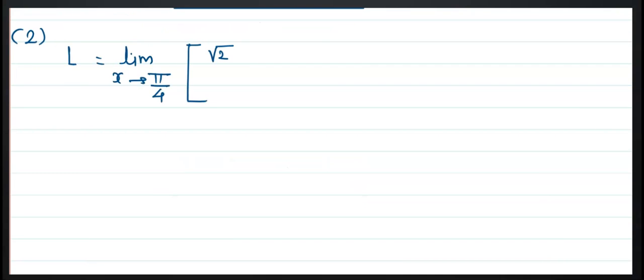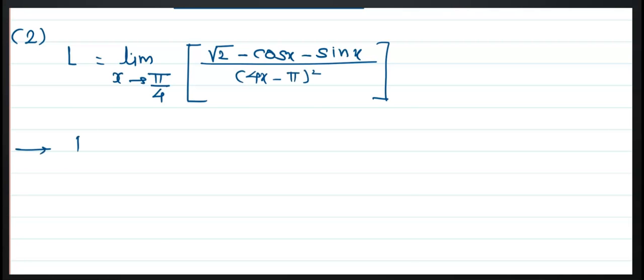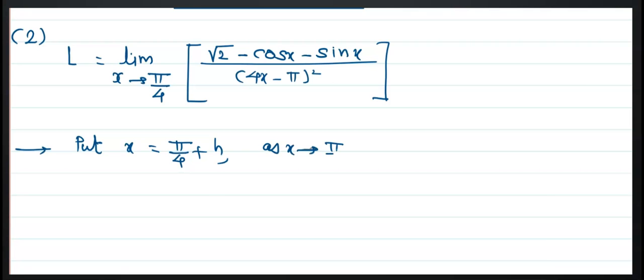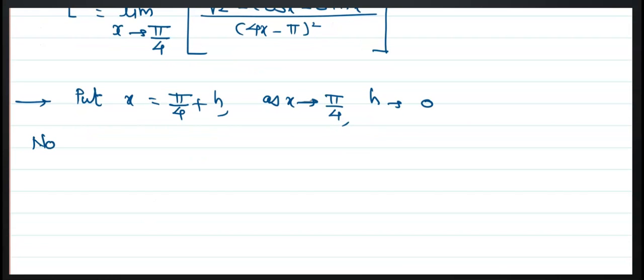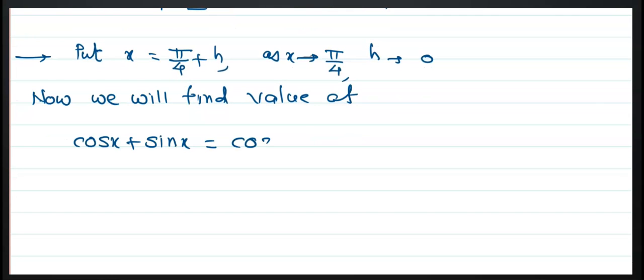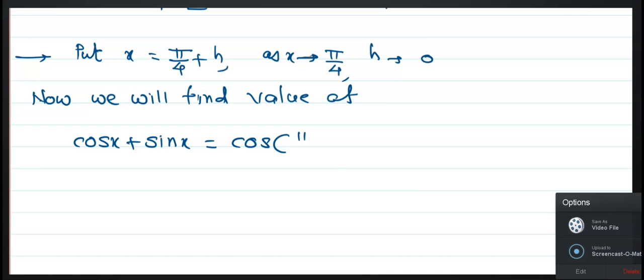Example number 2. L is equal to limit x tends to pi by 4, root 2 minus cos x minus sin x upon 4x minus pi bracket square. Now again put here x is equal to pi by 4 plus h, as x tends to pi by 4, h tends to 0. Now we'll find the value of cos x plus sin x. Put the value of x is pi by 4 plus h.